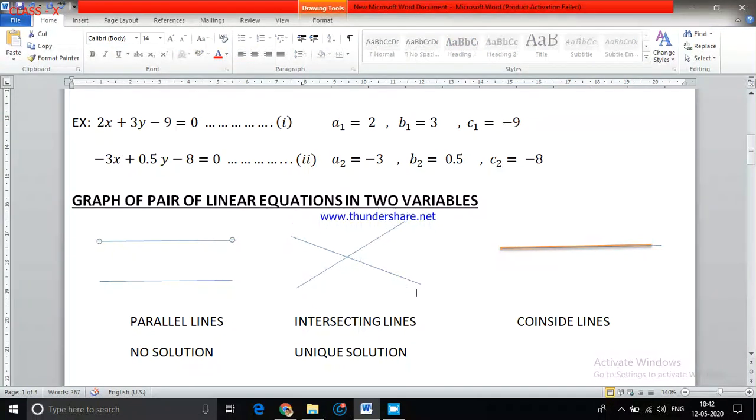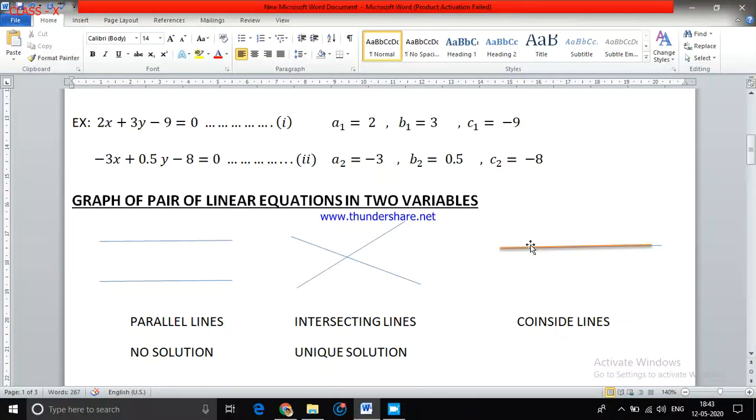Now when it comes to the unique solution or intersecting lines, except the point where both the lines are intersecting, none of the other points will satisfy the other equation. But where the lines are intersecting, that particular point will satisfy both the equations. That's why we call it a unique solution. And that's why we call the parallel case no solution, because none of the points will satisfy both the equations. When it comes to intersecting, there is one point which satisfies both the equations.